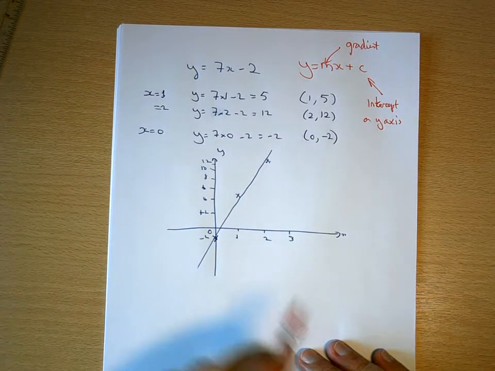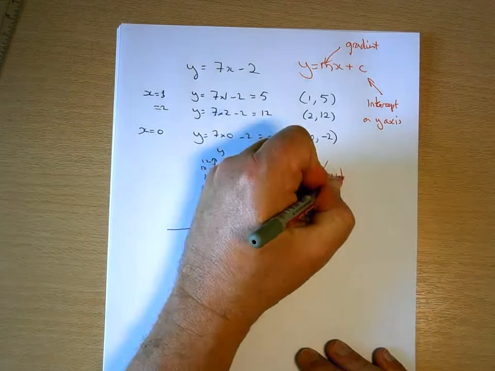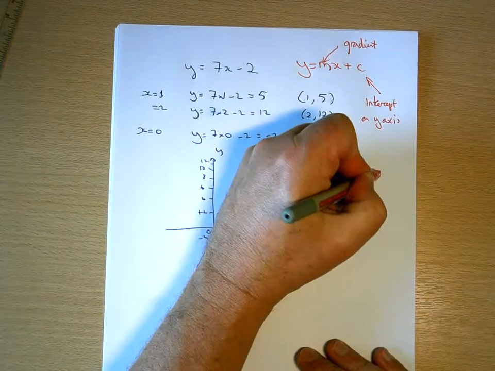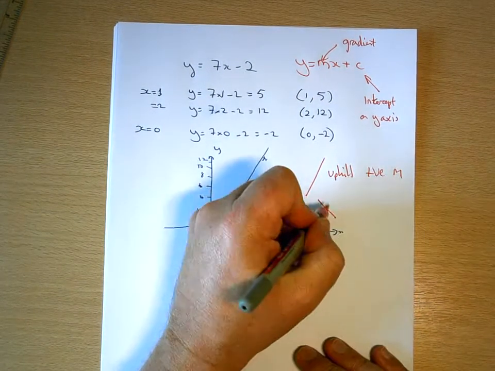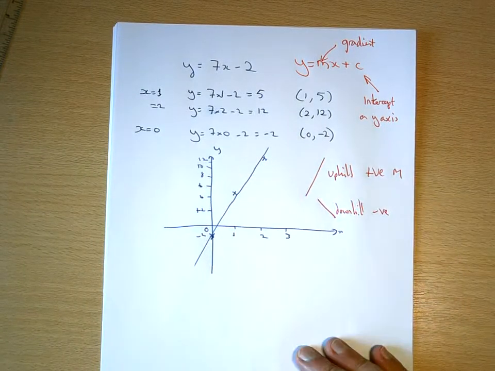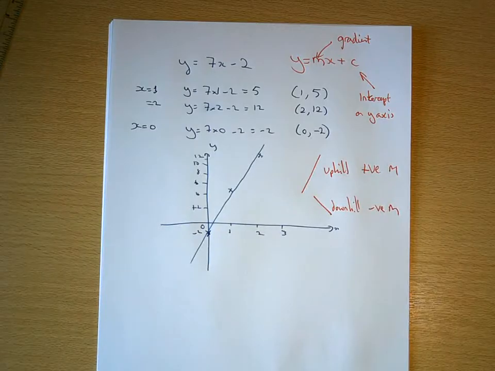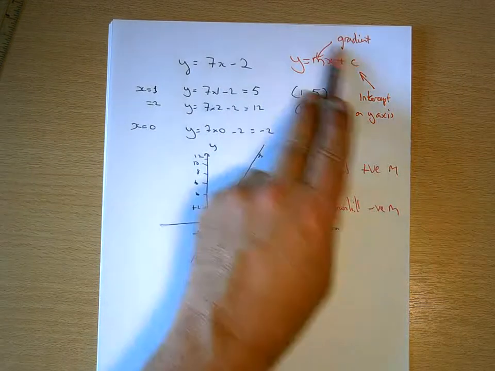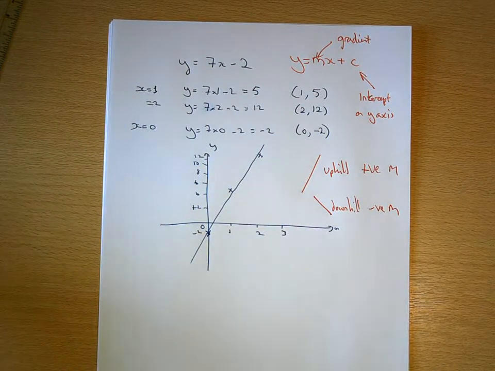If you've got an uphill slope like that, the gradient will be positive. So uphill, if you're travelling from left to right, positive gradient, so positive m. If you have a downhill slope, then the gradient is negative, so you have a negative m. So this is the format that we'll be talking about when we're looking at the questions.